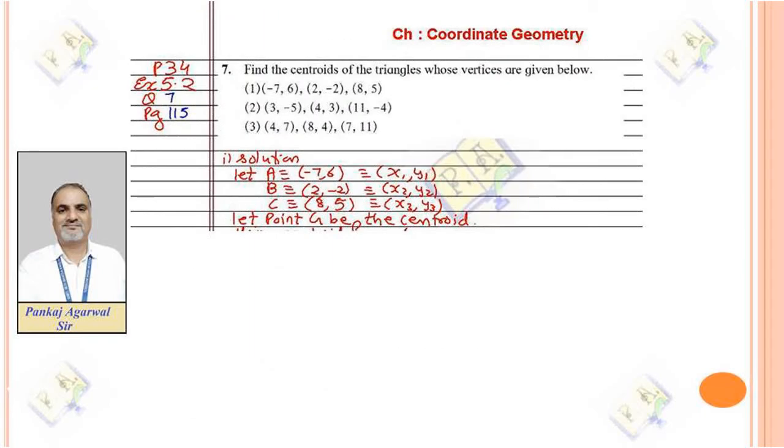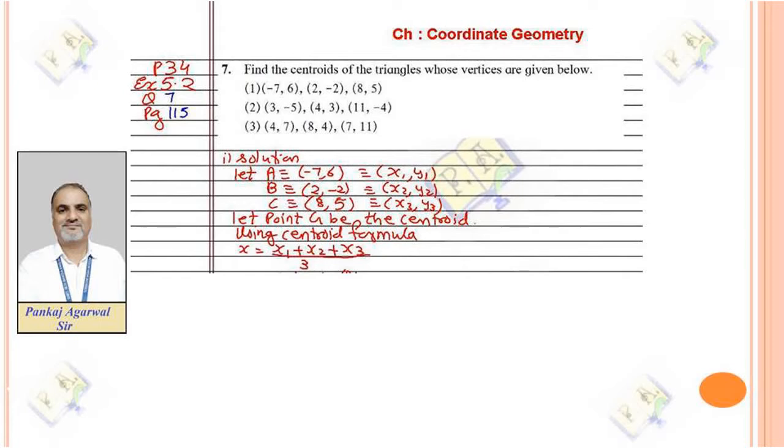P34. In this question, we have three sub-questions. The first sub-question says, find the centroid of the triangle whose vertices are (-7, 6), (2, -2) and (8, 5). So let these points be A, B and C and we'll call them (x1, y1), (x2, y2), (x3, y3). Let point G be the centroid.